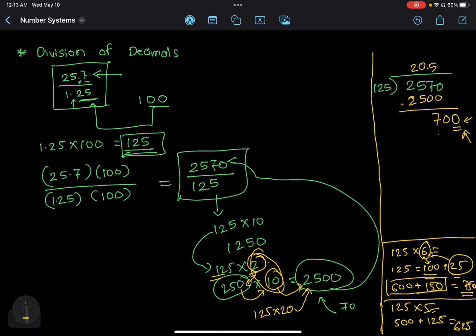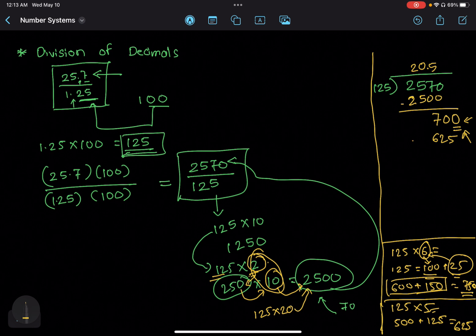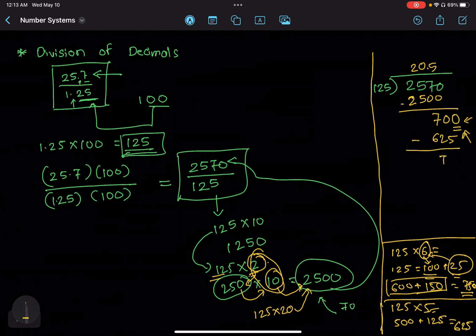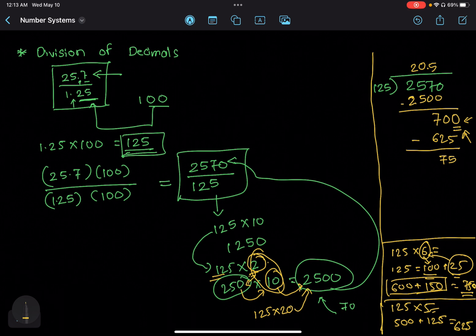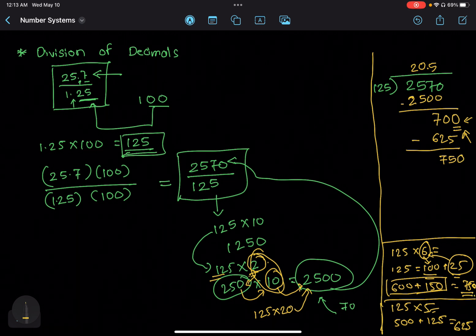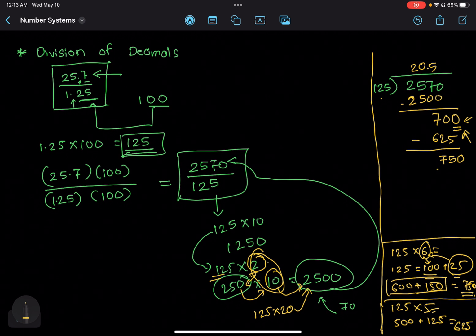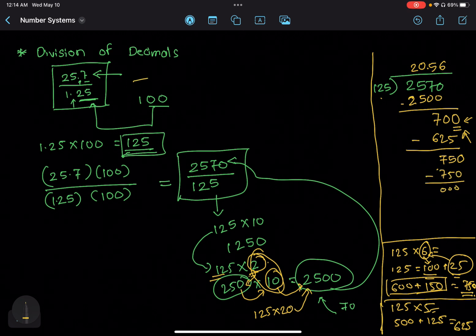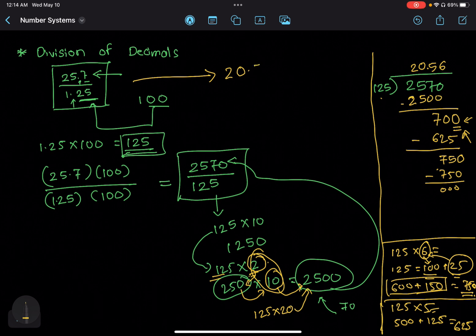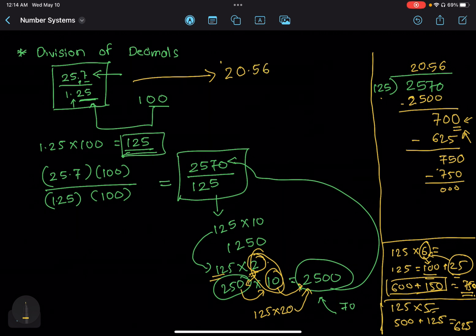Okay, so 5, and this will be 625, and then again we have 75 as remainder. Then we can add one more zero to this, and now we know 125 divides 750 six times. So the answer for this will be 20.56.